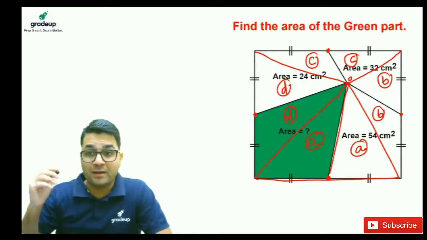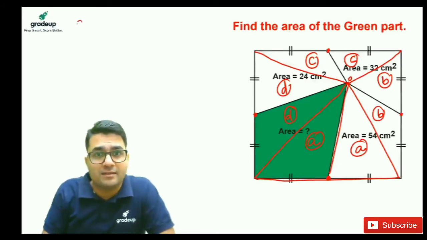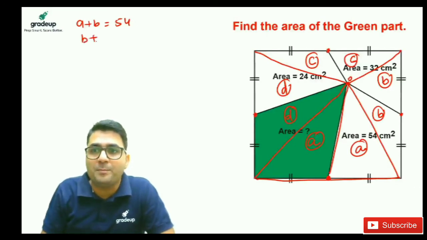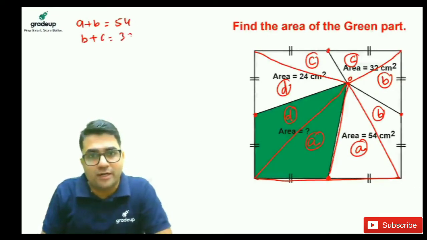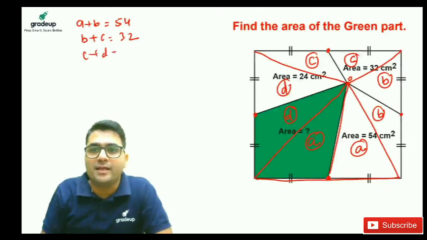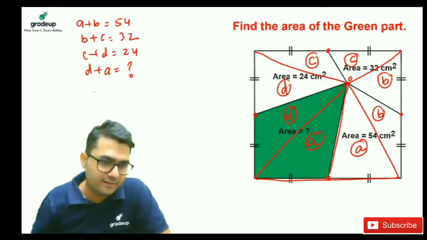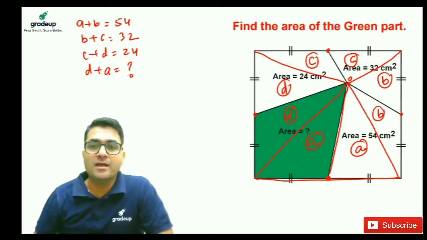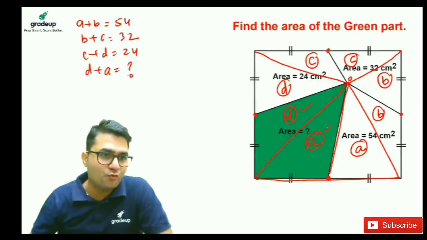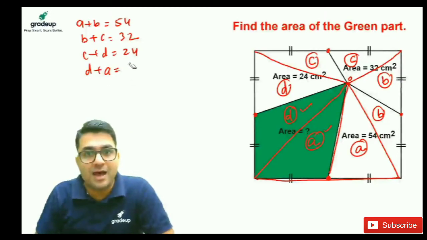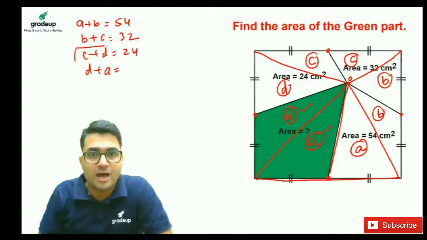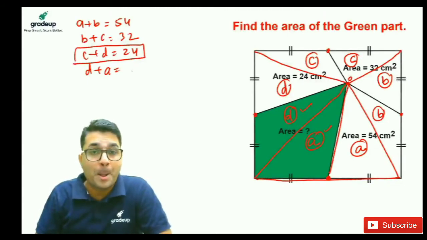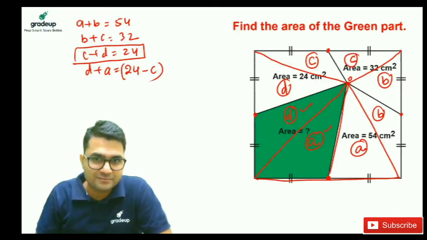Now, from here I can say A plus B is equal to 54. B plus C is equal to 32. C plus D is equal to 24. And D plus A we need to find. This D plus A we need to find now. For this purpose, I am putting the value of D from this equation. Value of D from this equation is 24 minus C.